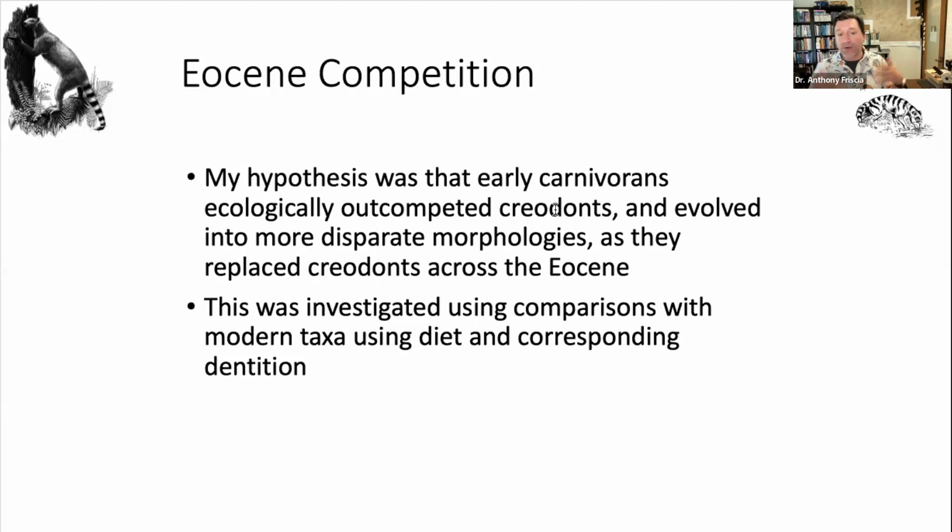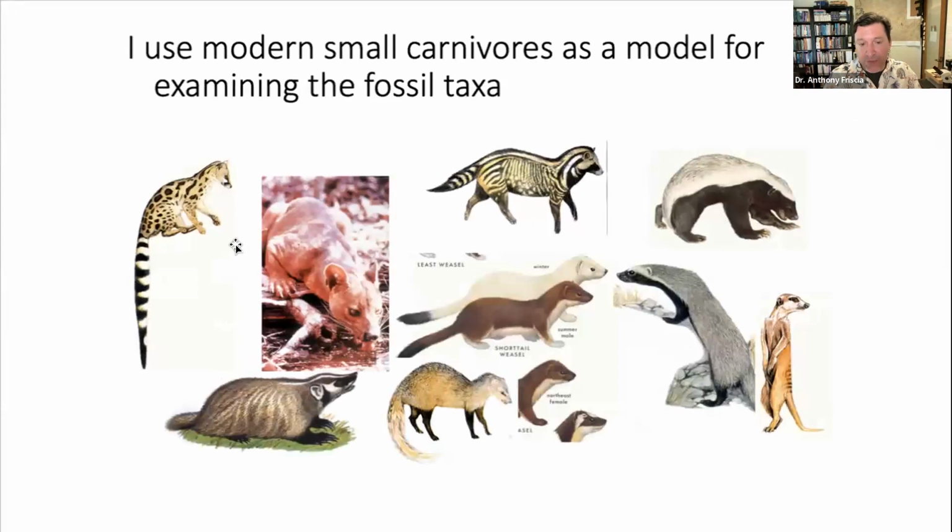And I did this using comparisons with modern taxa. So these are modern small-bodied taxa. Again, things like badgers and weasels and mongooses, and this is like a meerkat here, and civets and things like that. These guys, I can take a bunch of measurements of their teeth, right? And we know what they do for a living. We know what their diets are. We know how they interact with the environment, what they do for a living, right? And then I can basically use them to build kind of a model for then figuring out what these animals did in the past. So that's exactly what I did.